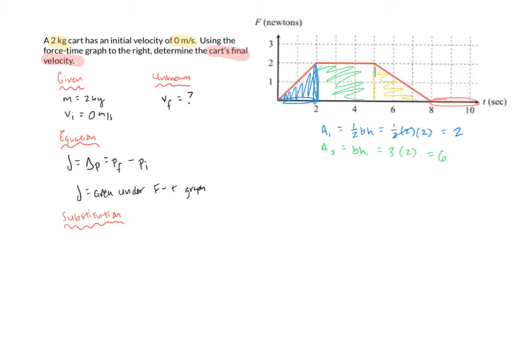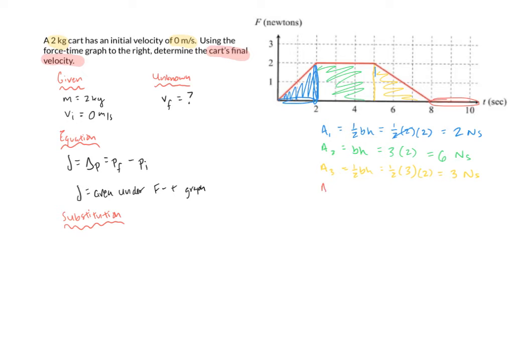I'm going to go ahead and add in my units as well. Base is measured in seconds, our height is measured in newtons. So my area is in newton seconds, which, as you know, is the unit for impulse, and is also a unit for momentum. Let's go ahead and do area 3 now. My third area, again, is 1/2 base times height, since it's a triangle. Our base this time is 3, and our height is still 2. So that's going to give us an area of 3 newton seconds.